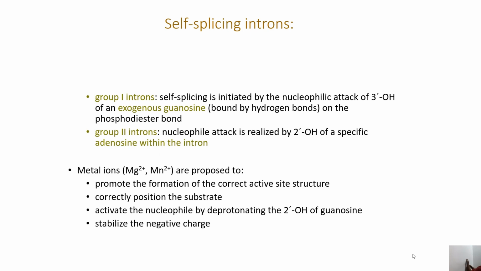Now, there are group 1 introns. Self-splicing is initiated by the nucleophilic attack of the 3' OH of an exogenous guanosine, bound by hydrogen bonds, on the phosphodiester bond. And then we have group 2 introns. The nucleophilic attack is realized by the 2' OH of a specific adenosine within the intron.